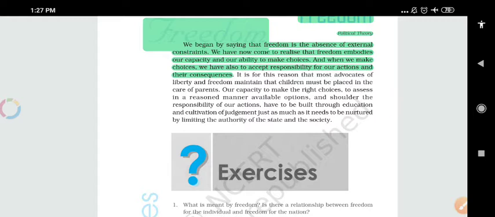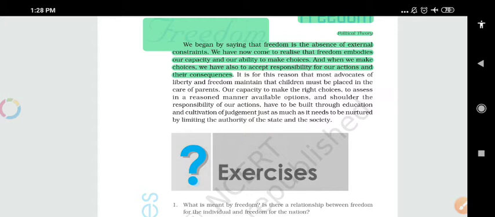Okay, so what we have discussed: we began with the saying that freedom is the absence of external constraint. We have now come to realize that freedom embodies our capacity and ability to make choices. And when we make choices, we also have to accept responsibility for our actions and their consequences. Freedom is the absence of external constraint, so nobody is interfering in our matters. But if we are doing something harmful for society, we should not do that. Whatever we do under the umbrella of freedom, we have to be responsible for our own actions and their consequences.